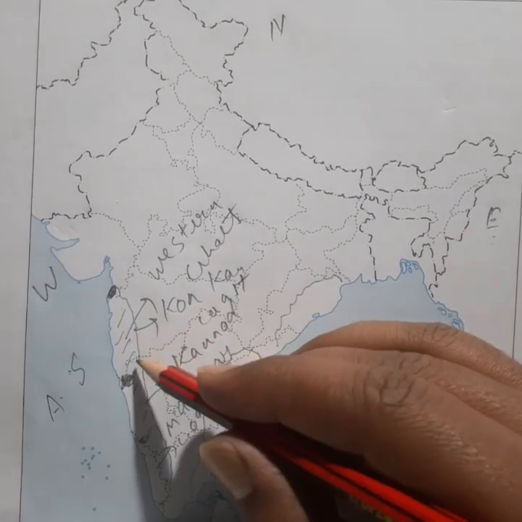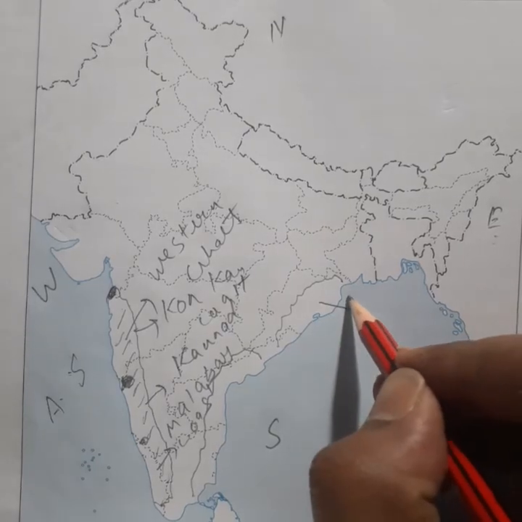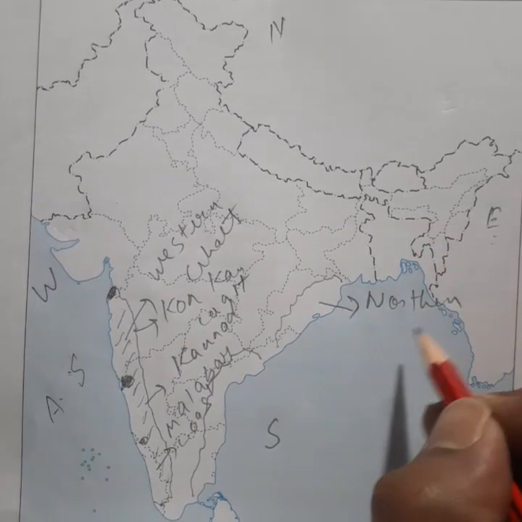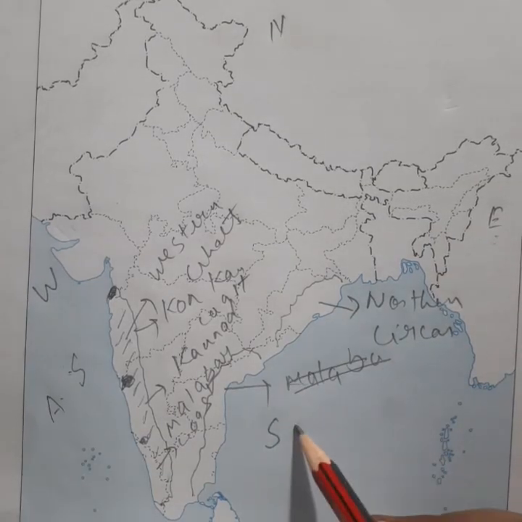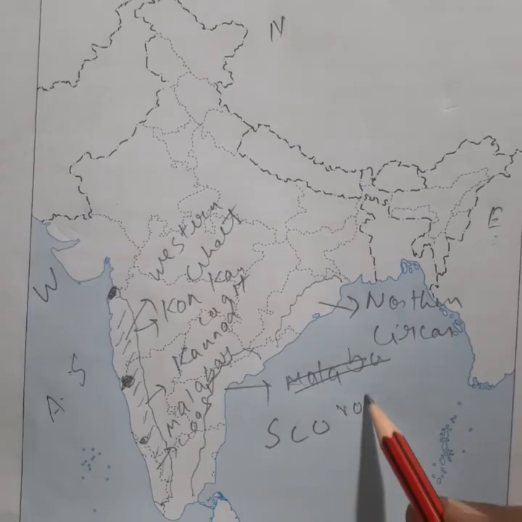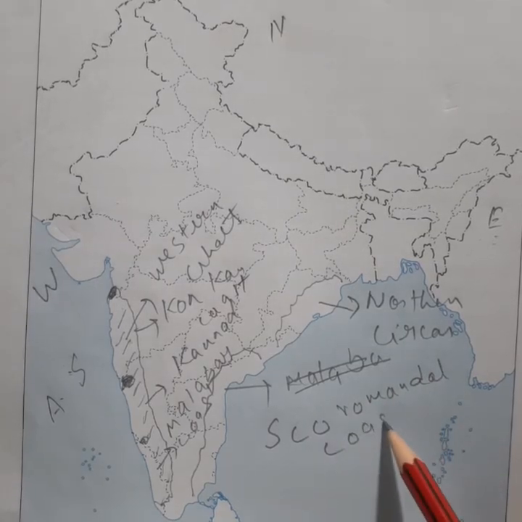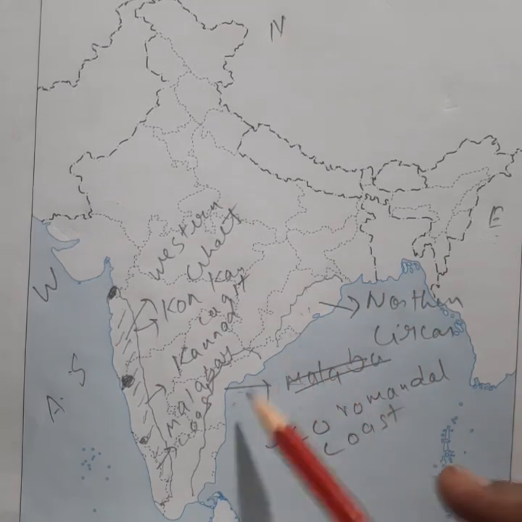Unlike the Western Ghats, which is regular, the Eastern Ghats are not regular. It is further divided into two parts. One is northern Sirkar, and the second part is known as the Coromandel coast. So the Eastern Ghats are divided into these two parts.